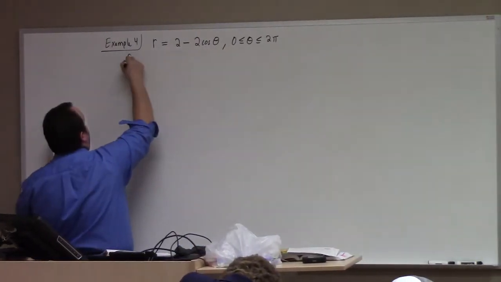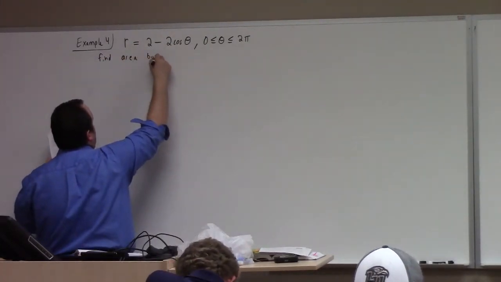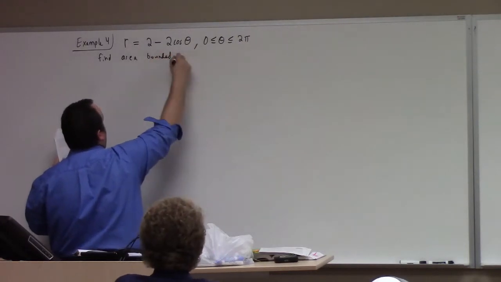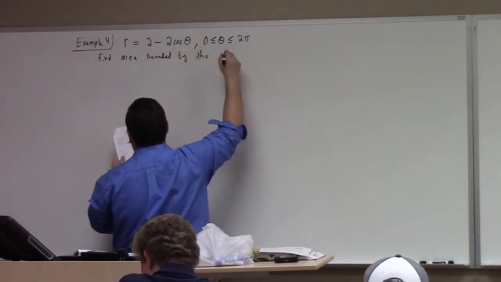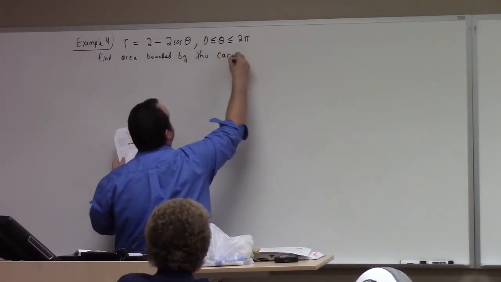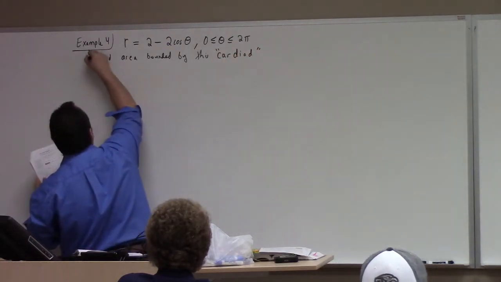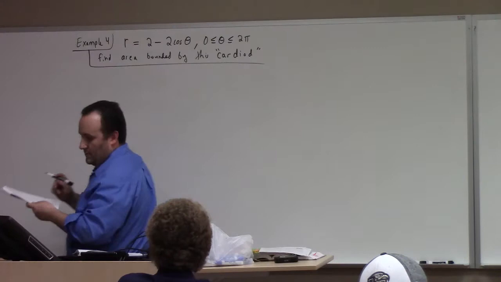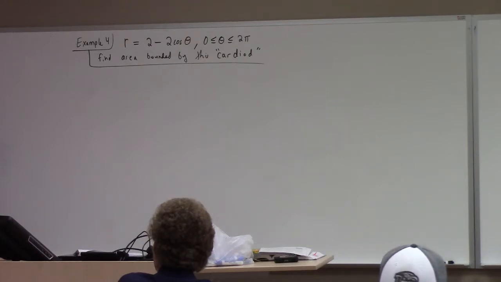Let's find the area bounded by this curve. This curve has a name. It is called a cardioid. Right? Now, to be safe, whenever you're doing this, you have to come to terms with: is there an inside and outside radius? What does it look like, right?